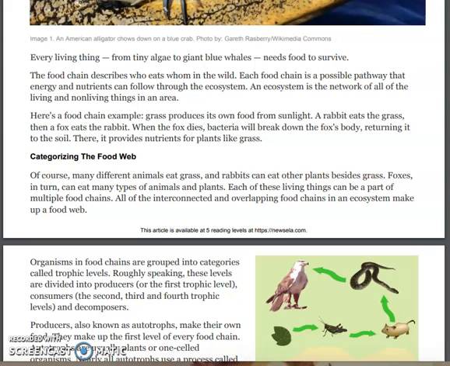Here's a food chain example. Grass produces its own food from sunlight. A rabbit eats the grass. Then a fox eats the rabbit. When the fox dies, bacteria will break down the fox's body, returning it to the soil. There, it provides nutrients for plants like grass.